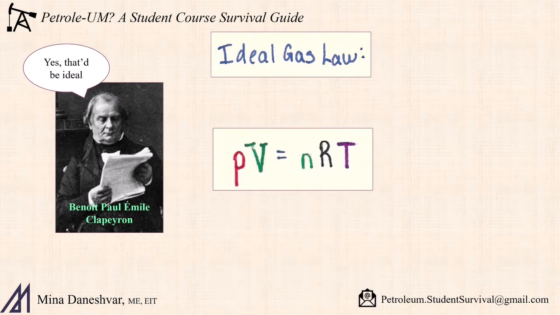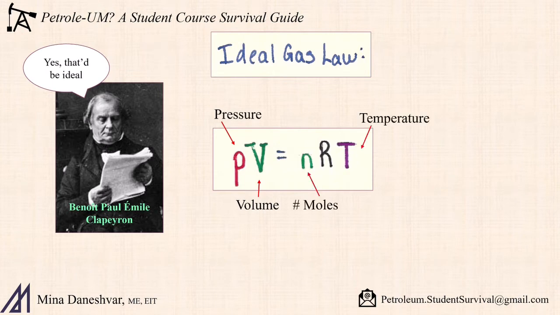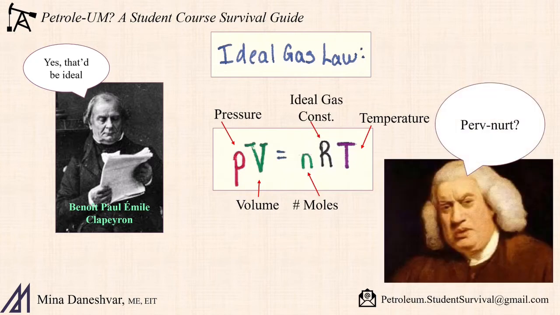In the equation PV equals nRT, P stands for pressure, V for volume, T for temperature, n the number of moles, and R the ideal gas constant, which I learned to remember as pervnert.